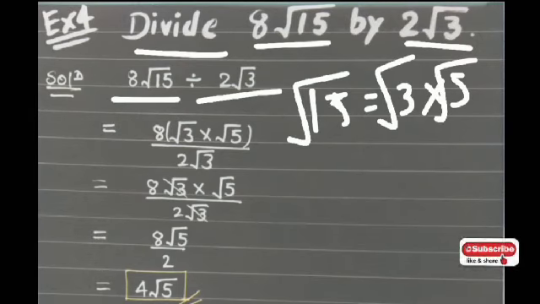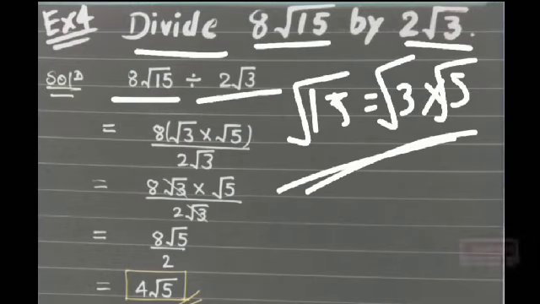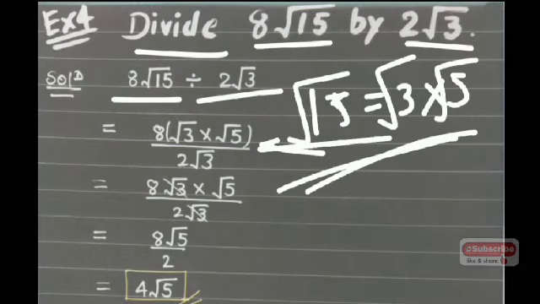Because root does not make any difference. It is basically the rule that we are going to learn later. If you watch the video till the end, you will come to know why it is happening. Root 15 is root 3 multiplied by root 5. So we are substituting this value over here. And what will we get here? 8 multiplied by root 3 into root 5, divided by 2 root 3. So root 3 is common and we cancel it. And here 2 multiplied by 4 is 8, so it will also get cancelled and the answer you get is 4 root 5.